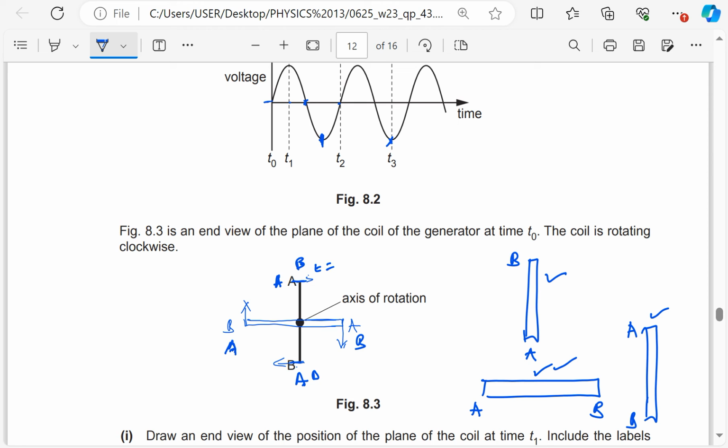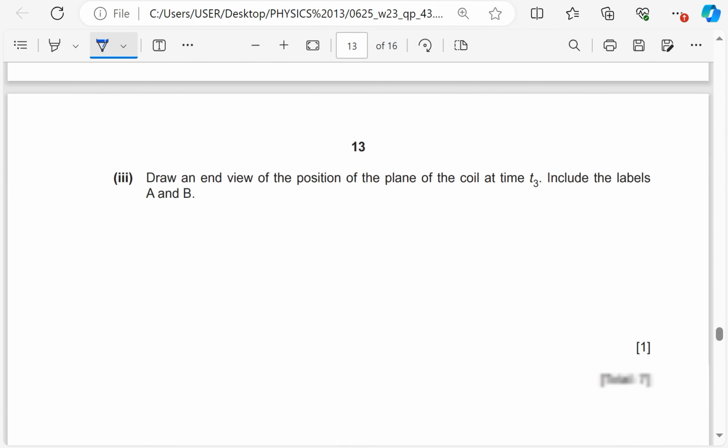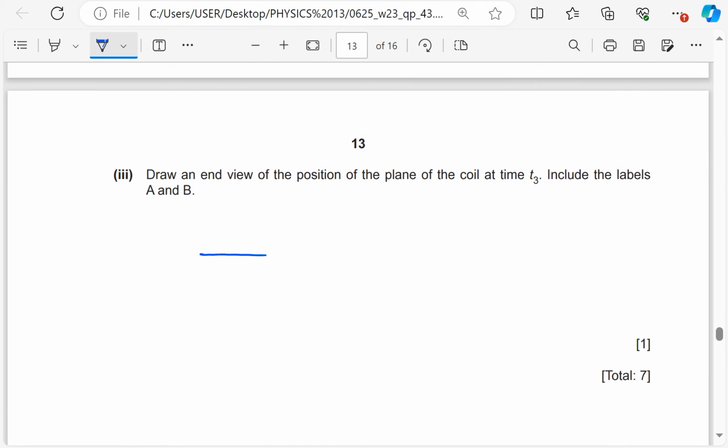This is t equals 0. It is horizontal at t equals a quarter. Then this was t equals half a period. This was t equals 3/4 of a period. This was t equals a full period. So the cycle has repeated. So T3 is 3/4. So it is going to be just horizontal with A on the left hand side and B on the right hand side. So this is going to be just like this, with A on the left hand side and B on the right hand side.